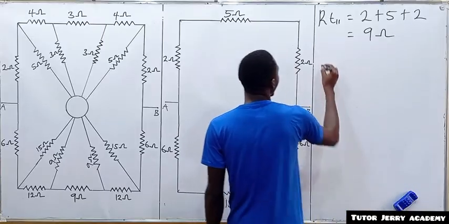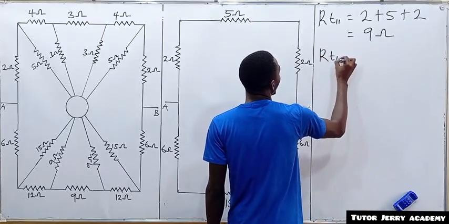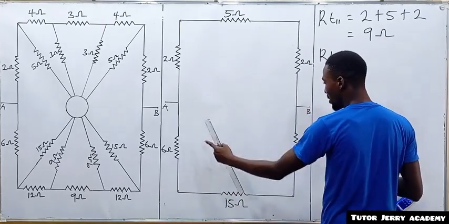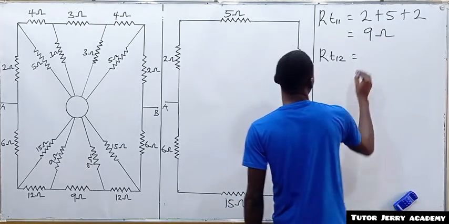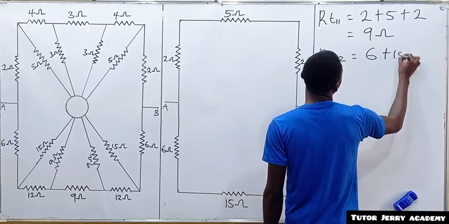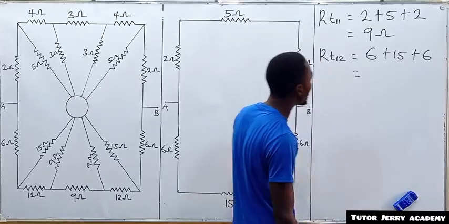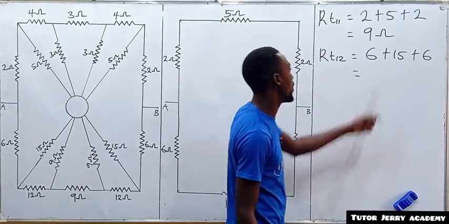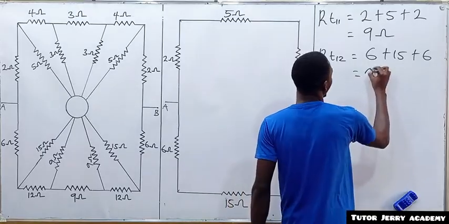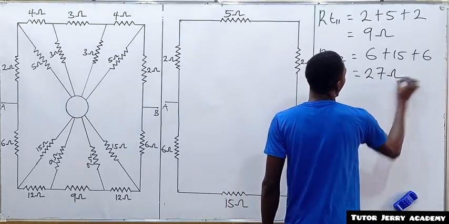And RT12 will be equals to 6 plus 15 plus 6. 6 plus 15 plus what? Plus 6. So 6 plus 6 is 12. 12 plus 15 is 27. So this is 27 ohms.